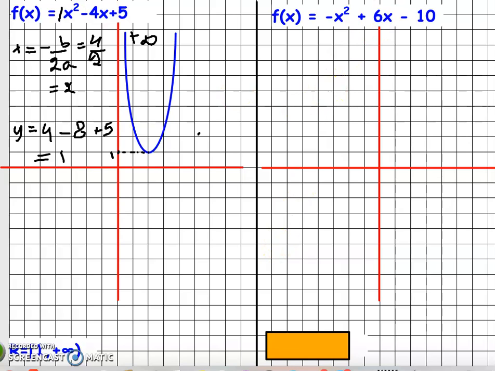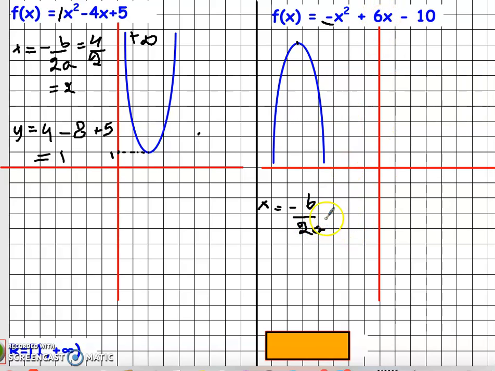Another example. F of x equal to minus x squared plus 6x minus 10. So it's a quadratic equation. So its graph is a parabola also. But because we have here a negative sign, then it's inverted like that. Now to find the vertex, the maximum or the highest point, we will do as we did before. So x equal to minus b over 2a.